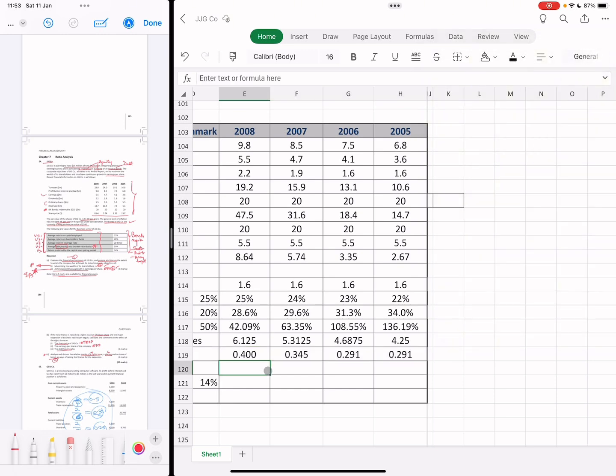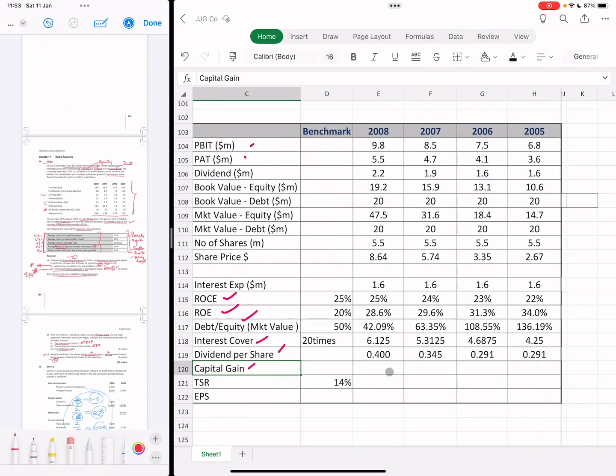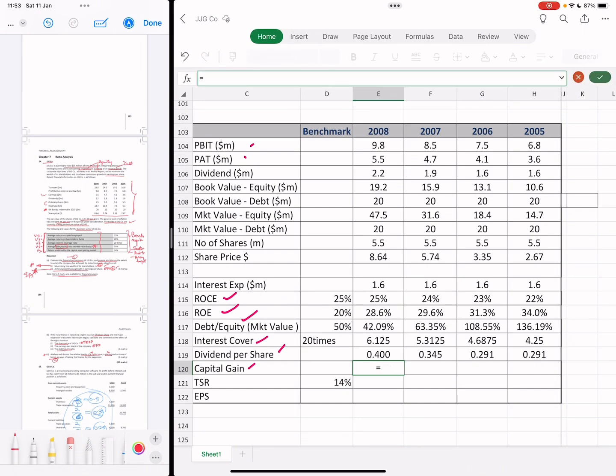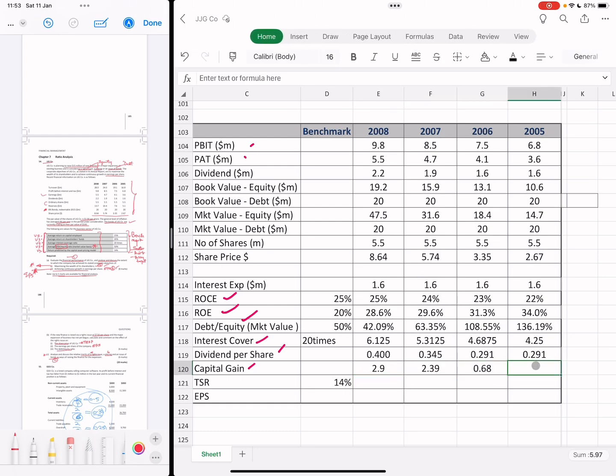Okay. So capital gains is the closing price minus the opening price of the share. In this case for 2008, we closed with 8.64 on 31st of December, but on 1st of January 2008, that is 5.74 what we opened with. So that is the gain for 2008. And we have it for 2006. We will not be able to have it for 2005 because we do not have the opening for 2005, which would have been the ending of 2004. So that will end there. That means our TSR will not be available for 2005.